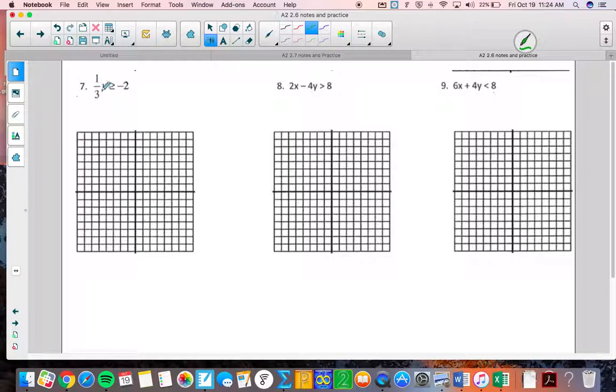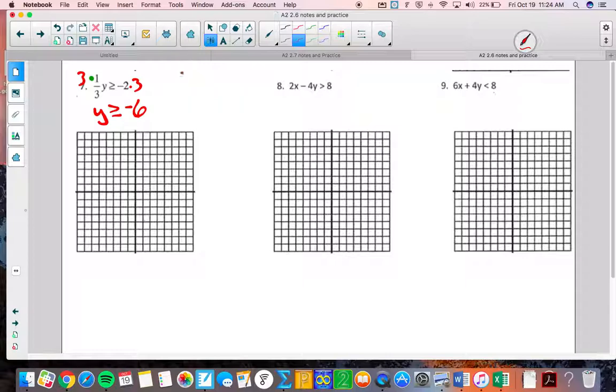So number 7, we're trying to get this into slope-intercept form so we can graph this line or inequality easily. So I'd multiply by 3 on each side first to undo multiplying by 1/3. So we get y is greater than or equal to -6.